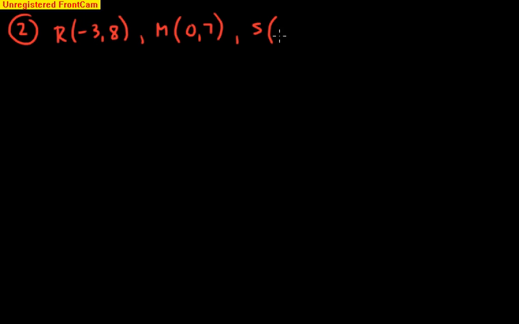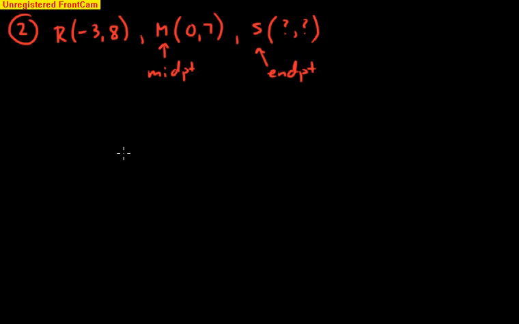Similar, except here's what I'm going to give you. Point R is at -3, 8. And M, the midpoint, is at 0, 7. And what I want is S. So I'm giving you the midpoint in this problem. Your job is to find one of the endpoints.